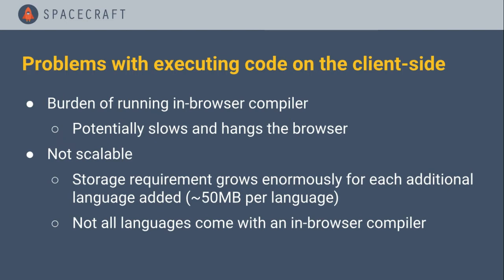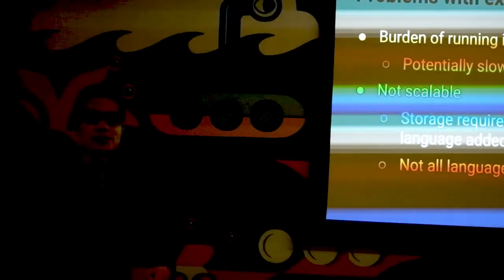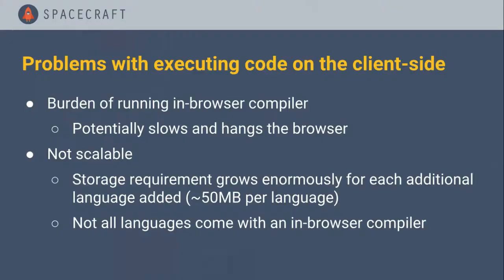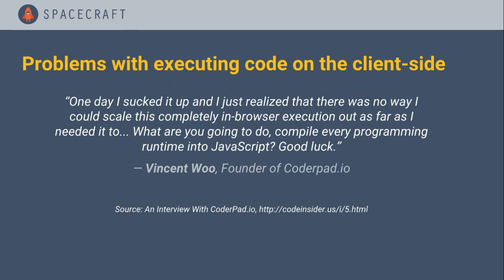And also, not all languages come with an in-browser compiler. What this means is, what if I want to add Go or Crystal or Haskell? If they don't have an open source alternative to an in-browser compiler, then too bad, you can't do that. In fact, Vincent Wu, the founder of CoderPad, says in one of his interviews, what are you going to do? You're going to compile your programming language into JavaScript? Well, good luck with that.